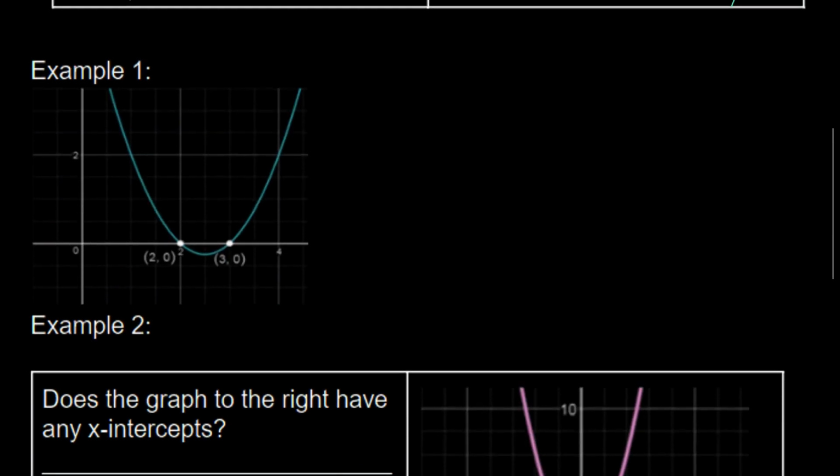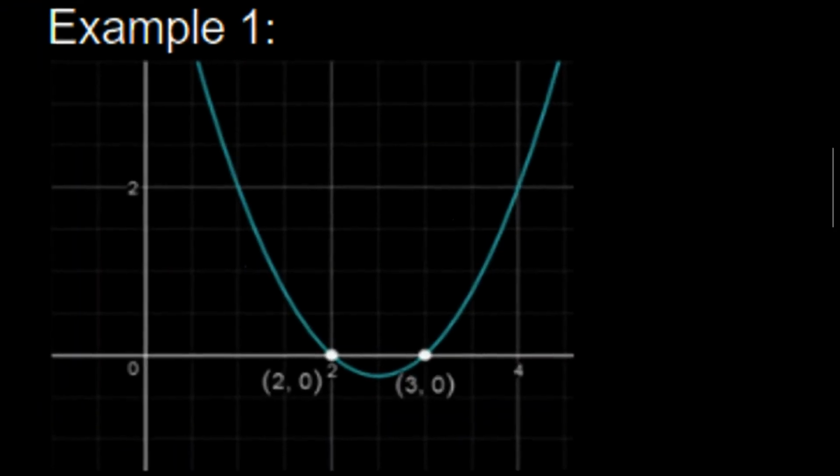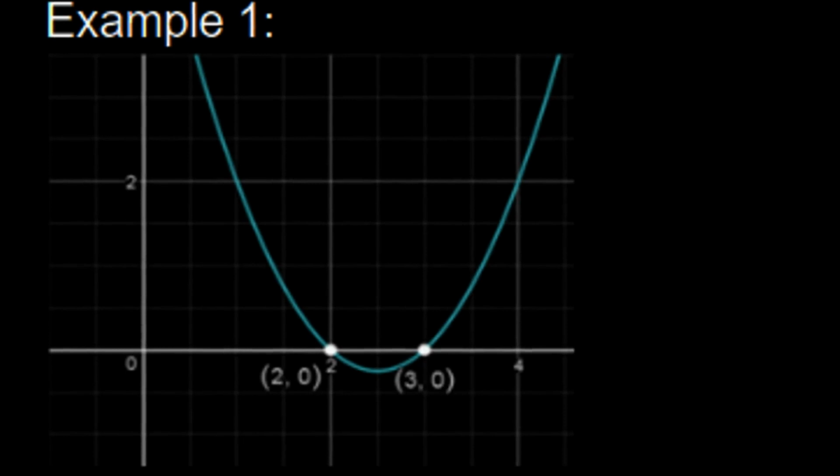All right, let's try an example here. Now, on this example, instead of saying these are the roots, they expect you to be able to look at this graph and tell what the roots are. Yes, the roots here are 2 and 3. So we have one root at x equals 2 and another root at x equals 3.